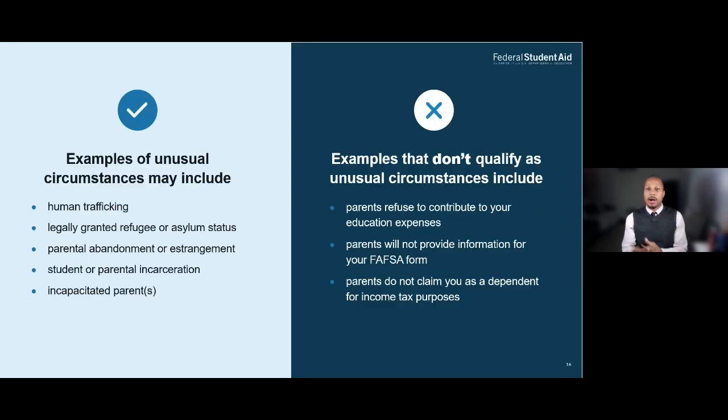Now, just to put it on your screen, here is what does qualify and what does not qualify as an unusual circumstance. As we said, contacting parents is exposing you to risk, or your parents are incarcerated, or they have passed away. If a student is experiencing parent abandonment or estrangement, or they are a victim of human trafficking, that's what constitutes an unusual circumstance. Those that don't constitute unusual circumstances are a parent's refusal to provide information, or they will not provide information. They don't claim you on their tax returns. Those don't qualify as unusual circumstances.